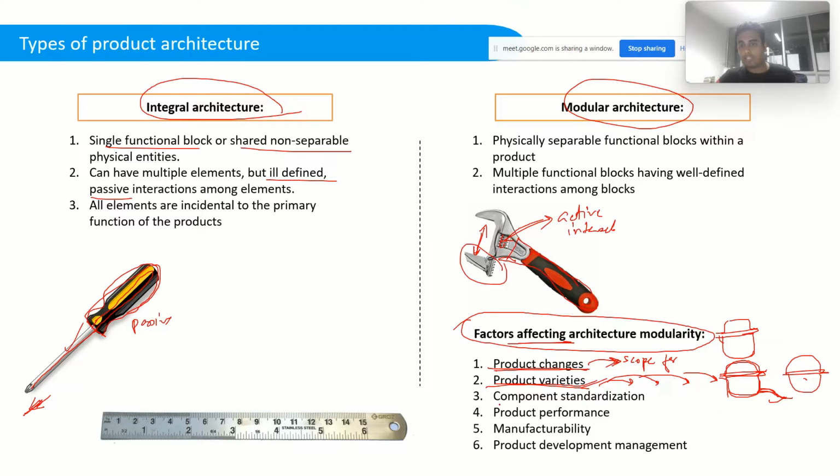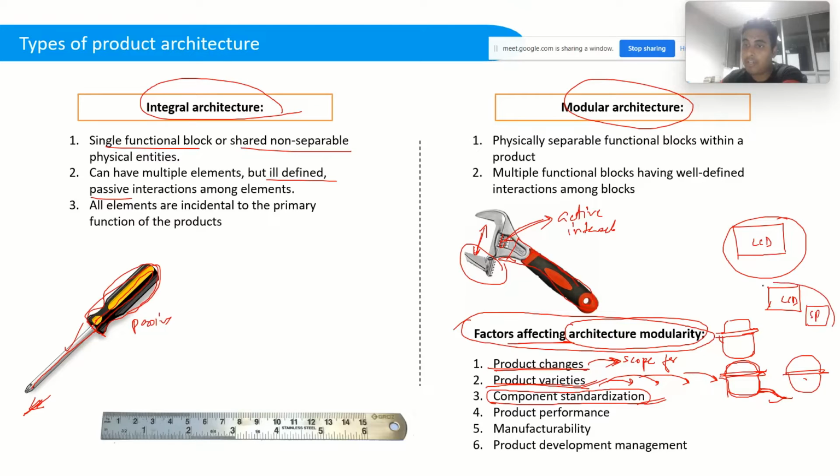Then component standardization. There can be a few components which are standards and need to be used as standard components, so those also need to be considered in product architecture design. For example, if your design needs an LCD and this is available as a standard component, you need to use this standard component. You do not have to integrate an LCD and a new speaker system and try to create one module. If something is available as a standard, use it as a standard.